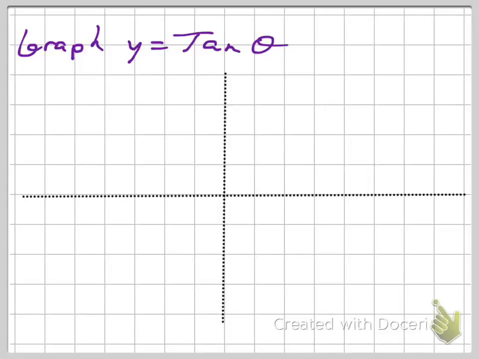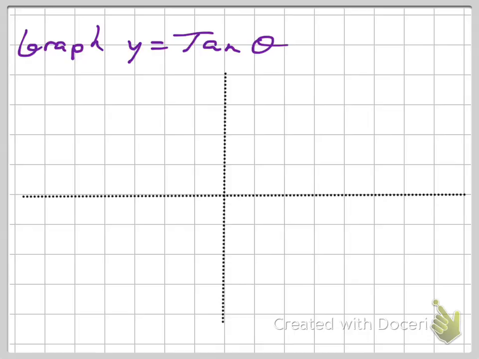So now we're going to graph a tangent function. This does not look like a dolphin swimming. It's beautiful, just like a dolphin swimming, but it does not look like it. So we get to find out today, we get to discover what a tangent graph looks like.